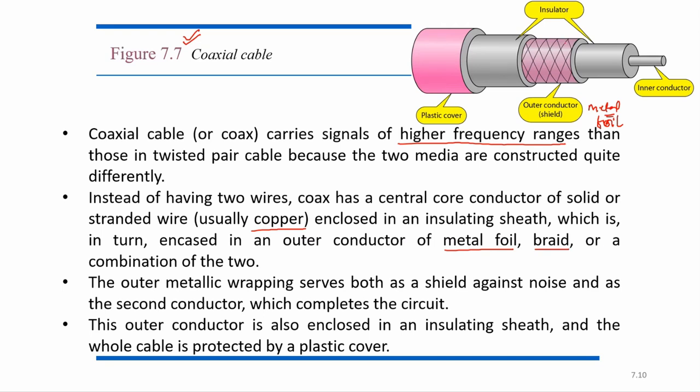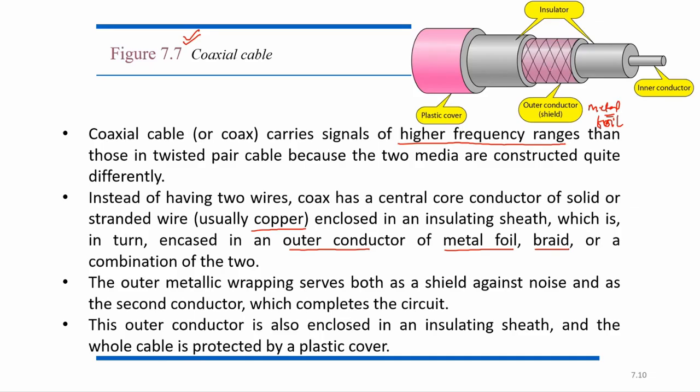Braid means this structure, which is basically called the braid. There can be a complete metal foil wrapped on it, or we can have braid, or it can be a combination of both metal foil and the braid structure as the outer conductor. The outer conductor wrapping serves both as a shield against noise and as a second conductor which completes the circuit.